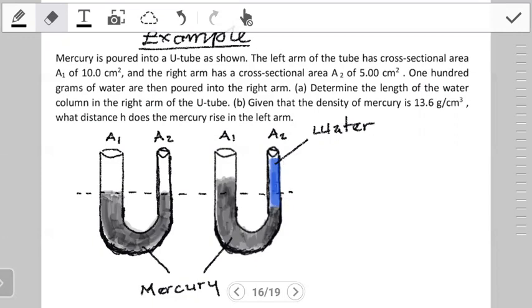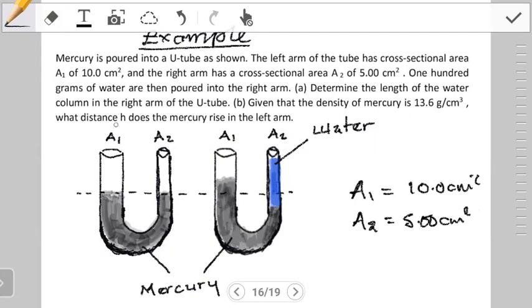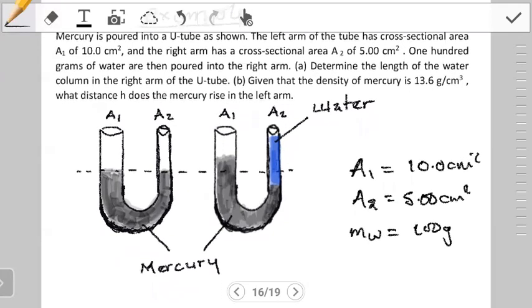Let's see what we're given. The question tells us that we have the cross-sectional area for the tube in the A1 part, that's 10.0 centimeters squared. And then on the right-hand side, we have area 2 given as 5.00 centimeters squared. 100 grams of water, so the mass of water being added here is 100 grams, and this is poured on the right arm. Okay, we've got that. Now let's see if we can find the length.